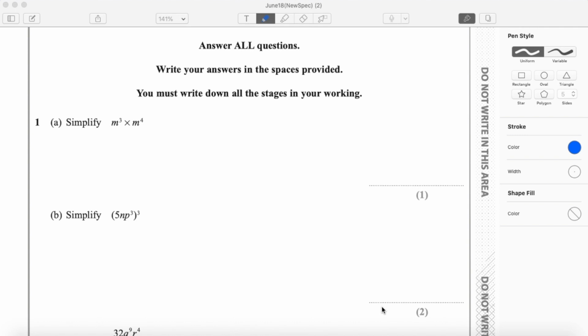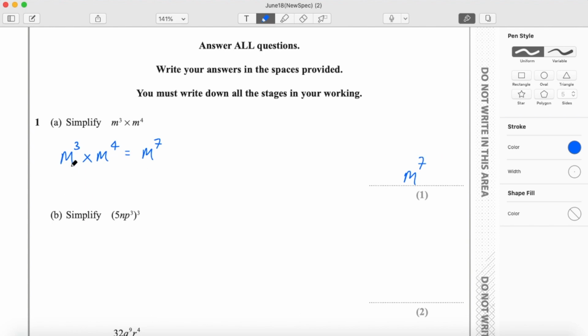Question 1, part A, simplify m to the power 3 times by m to the power 4. Now, we know that when we have two numbers, m and m, to different powers, we can just add the powers. So m to the 3 times by m to the 4 is the same as m to the 7. There's the answer, m to the 7.